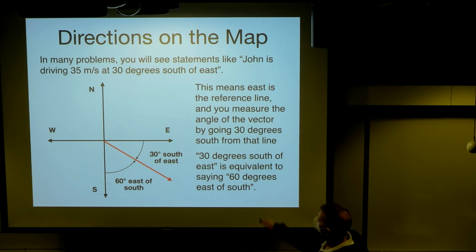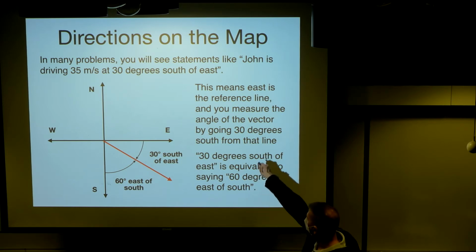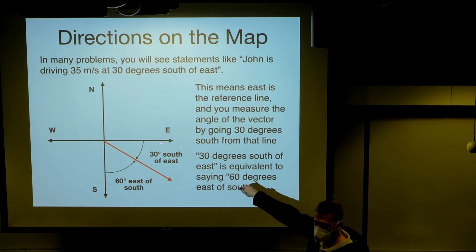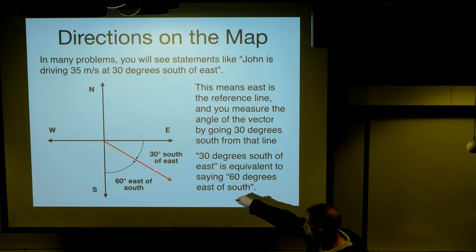If we're going 30 degrees south of east, what that means is we start here facing east, and then once we start here, we just go 30 degrees south from that starting point. So we end up with this vector. Does that make sense? So 30 degrees south of east is this.